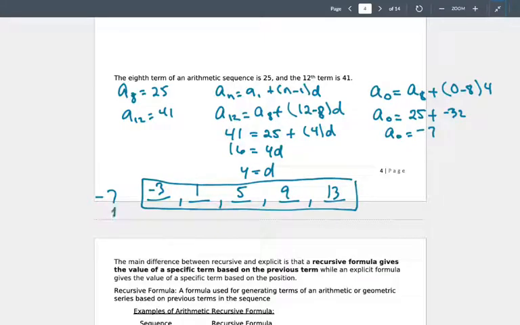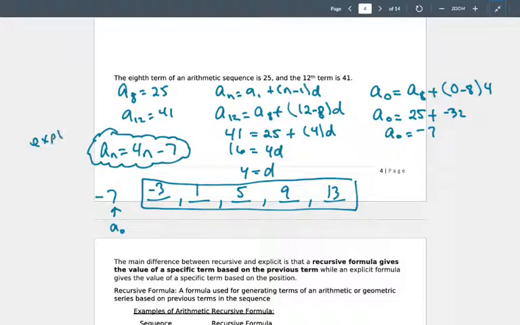I know my 0th term, that's a sub 0, so I could write my formula if I needed to. My common difference was 4, so it'll be 4n and then minus 7. So this would be the explicit formula. It depends on what the question is asking you for. So that's the explicit formula that would give you this sequence. All right, let's go on to recursive formula.